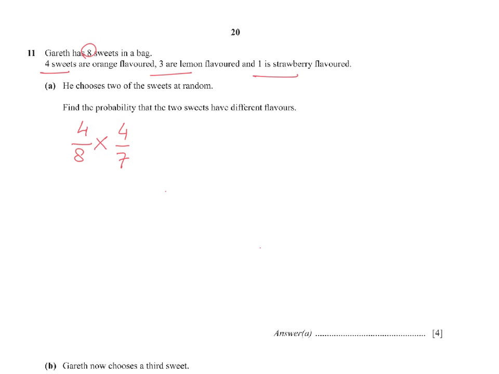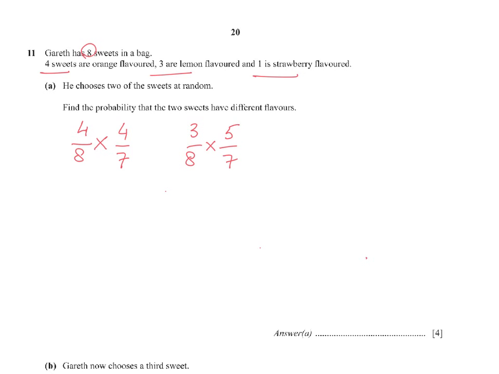But he can also get a lemon first. So that's a chance of 3 out of 8. But then his second one needs to be either an orange or a strawberry. So those are 5 sweets out of 7 sweets left, because the lemon one is already in his mouth.